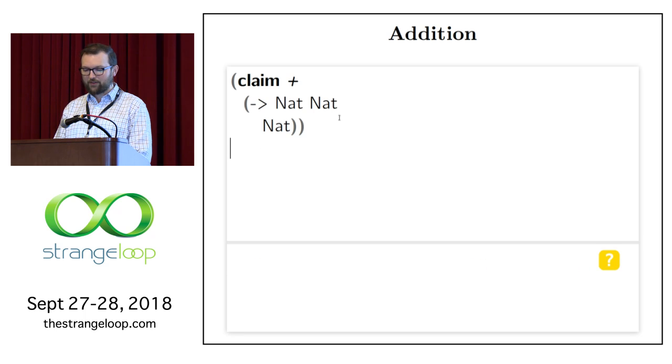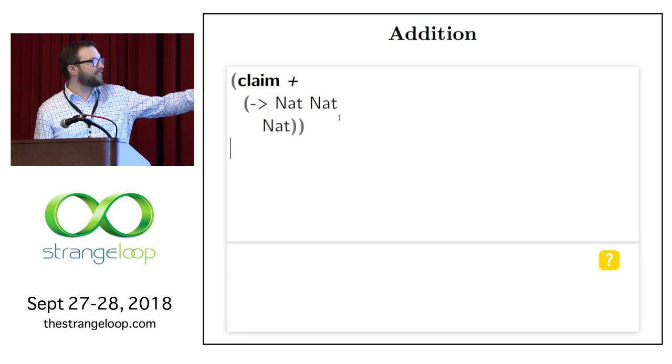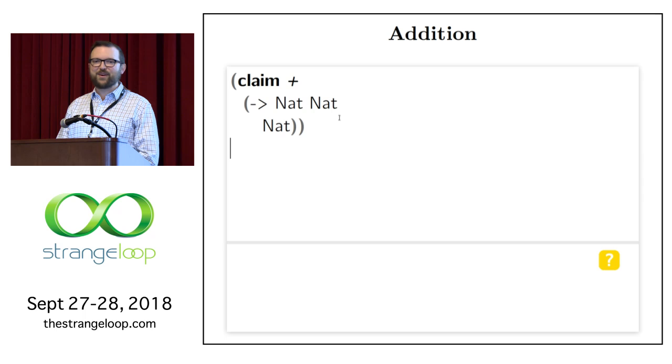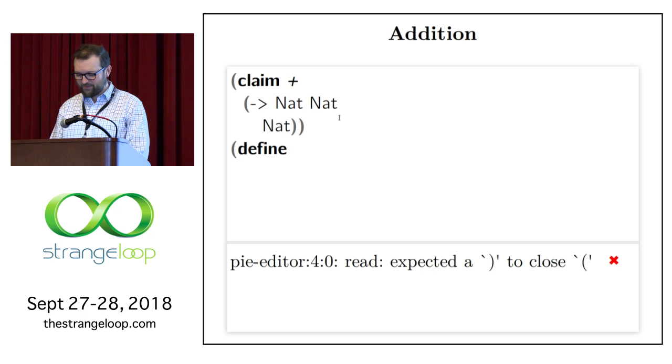Note that Pi is not entirely convinced yet. It's got this question mark down here. I don't know. That plus looks suspicious. We'd better define it. So we define plus, and well, how are we going to define plus? Well, Pi looks kind of like Scheme. It's not Scheme, but it looks kind of like Scheme. So let's try writing it in Scheme.